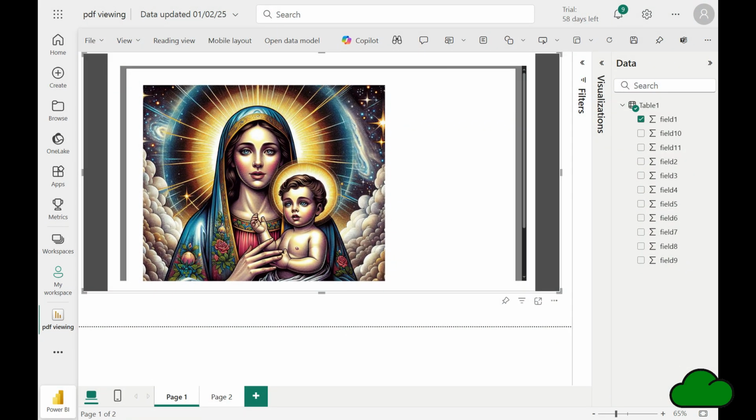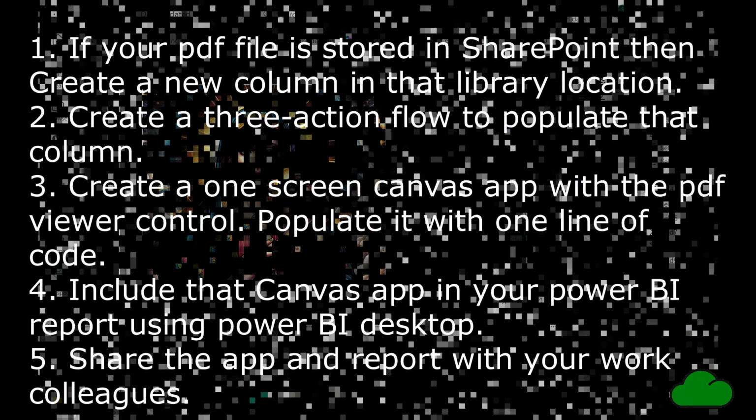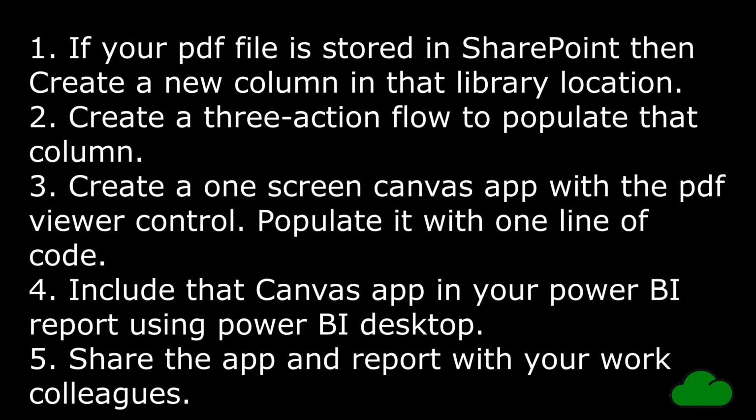In this video, I show you how it is possible to display PDFs in your Power BI reports and dashboards. The steps for this are outlined as follows. 1. If your PDF file is stored in SharePoint, then create a new column in that library location. 2. Create a 3-action flow to populate that column. 3. Create a one-screen Canvas app with the PDF viewer control. Populate it with one line of code. 4. Include that Canvas app in your Power BI report using Power BI Desktop.